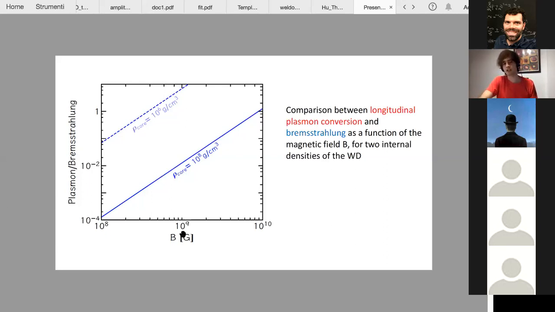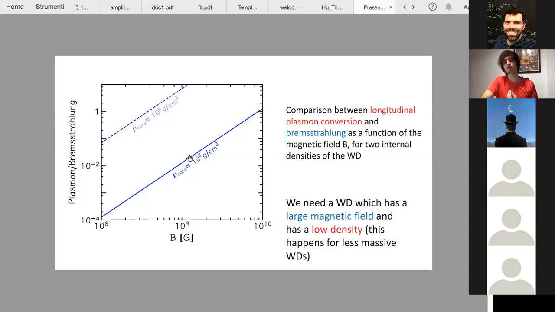And so what you see is a function of the magnetic field. Of course, the larger the magnetic field, the better it is for our process. And actually there's another crucial factor, which is the density inside the star. This is a core density of 10⁶, and this is a density of 10⁸. I have to say that in the model that we had, in the tables, the density in the core was 10⁸, so it was pretty large. So we scaled the model to consider a core density of 10⁶ with the same behavior.